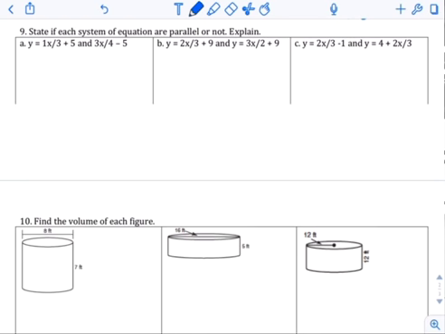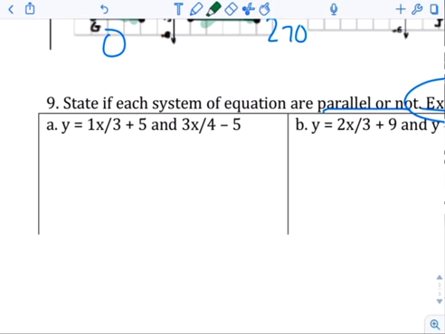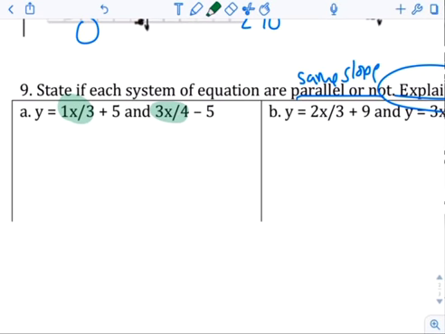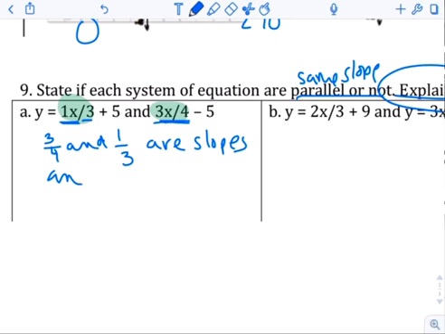State if each system of equations is parallel or not. Explain. Okay, well, when it's parallel, the slopes are the same. When it's not, the slopes are different. Let's look at the slope. Remember, it's like this because it's on Google Classroom, and they'll only allow me to do that. Okay, we know these are different. 1x, 1 over 3, and 3 over 4 are different. 3 over 4 and 1/3 are slopes, and they are different.